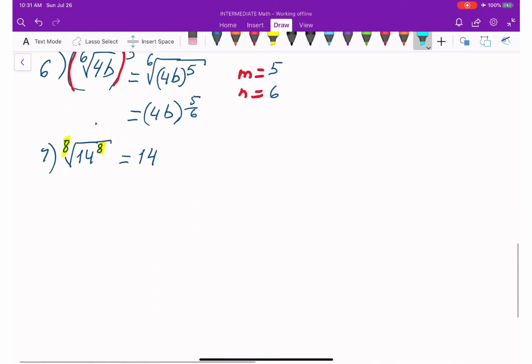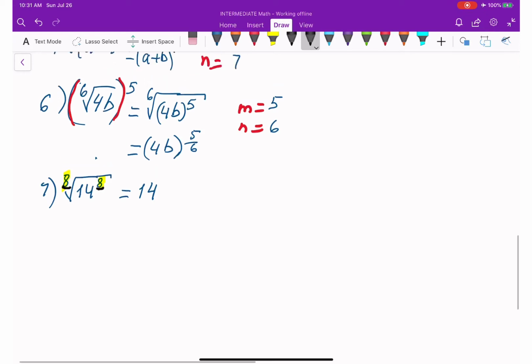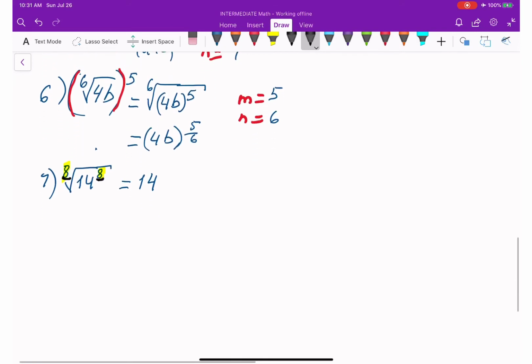So from here, you can draw a conclusion. If the degree under the radical and the degree of the radical is the same, then that number or the expression comes out. All right? Next.